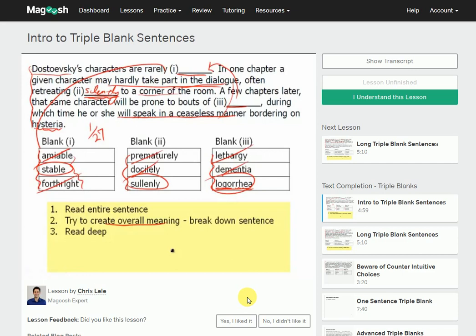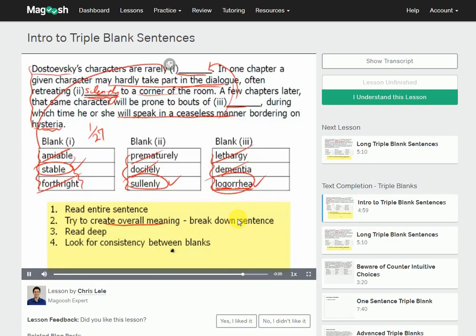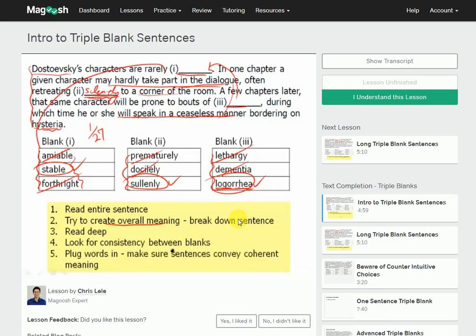So again, we went through here, we read the text completion, the entire thing, and now we want to make sure, of course, that when we actually click to check our answers, they make sense. So it's good to plug them in and read through to make sure there is this coherent meaning. Okay, so coherent meaning. And let's try it.